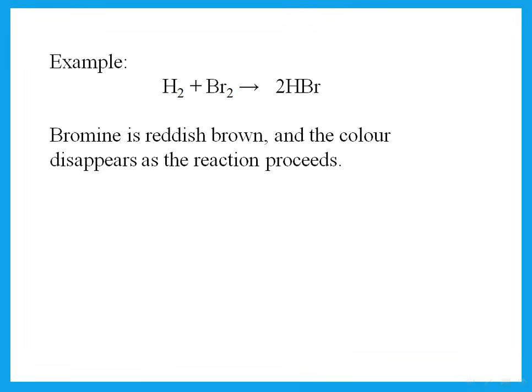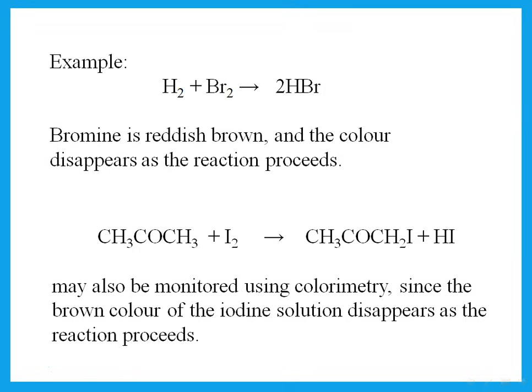So for example, reactions with bromine, which is a reddish brown solution. If it reacts, then the color disappears, and we can measure that using colorimetry. Or where we have iodine, also remember that iodine is a brown colored solution, and in this reaction the brown color will slowly disappear, so we can follow the rate using colorimetry.